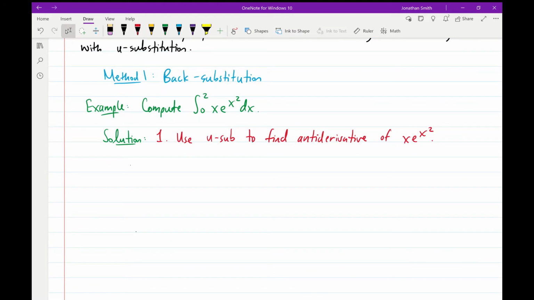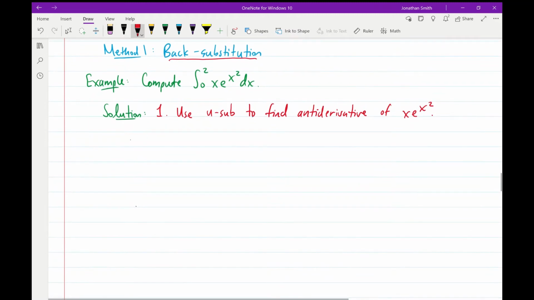So the first one, I'm just going to call the back substitution method, because it's the method that allows us to take the integral with respect to u and then substitute our expression in x back in for u and then solve the definite integral. The other one is going to have a different name, but we'll get there in a little bit.